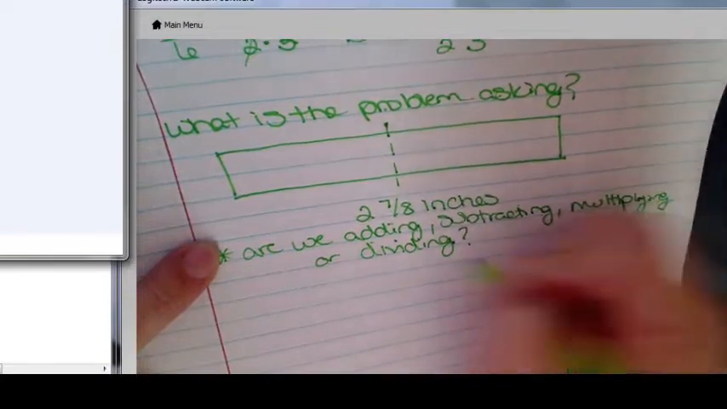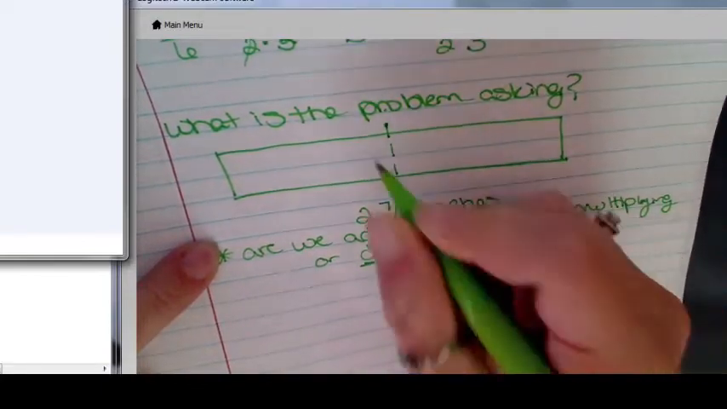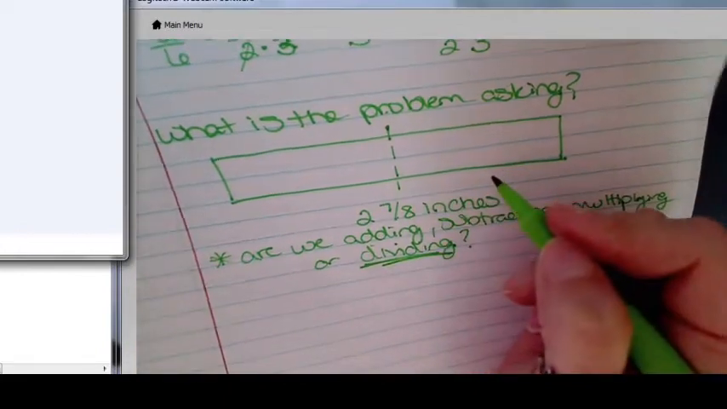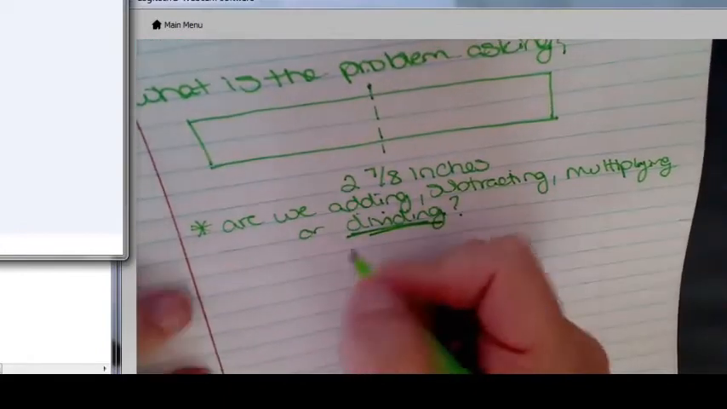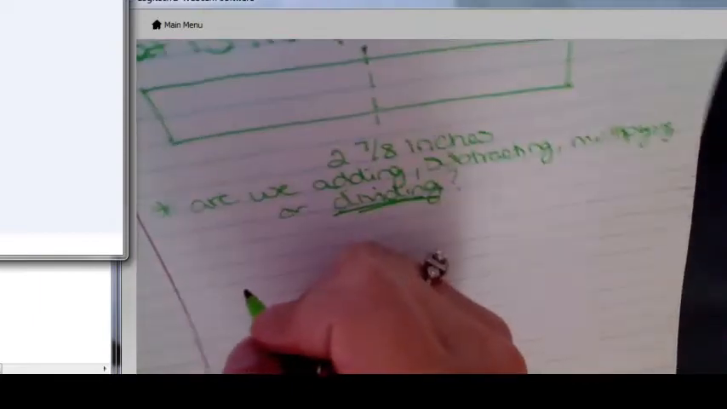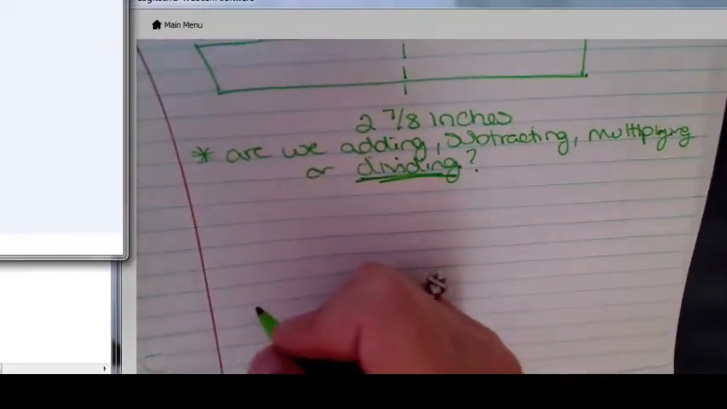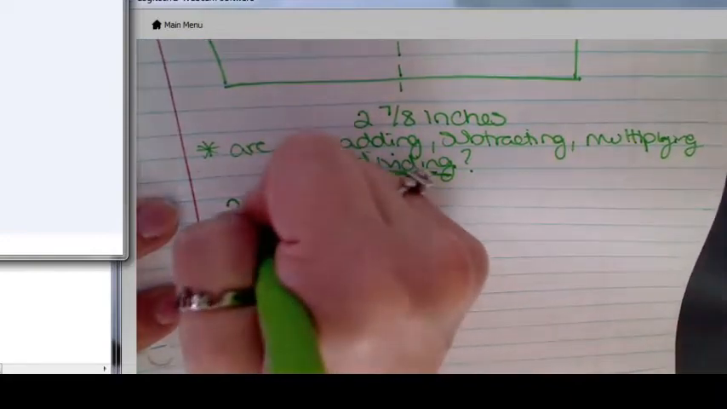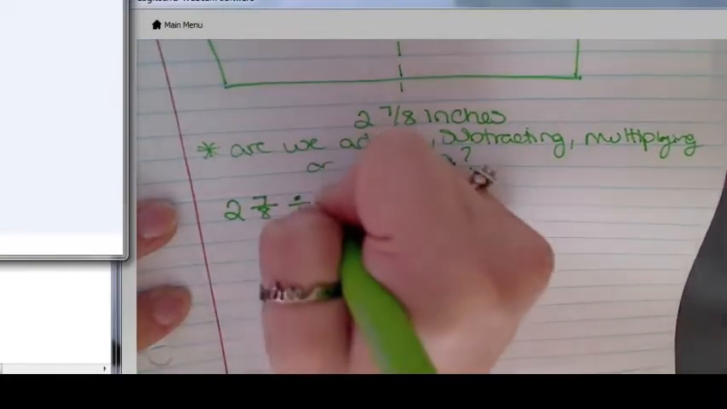The answer is going to be dividing. We're dividing. We're cutting this thing into 2, so we're dividing it into 2 pieces. Okay? So what we're doing, let me pull it up just a little bit and straighten it out for you. What we're doing is we're taking 2 7/8 and we're dividing that by 2.